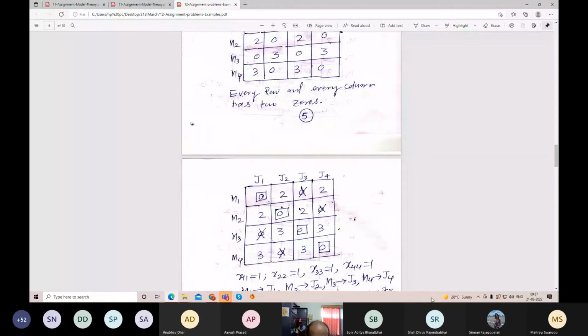So what does 1 stand for? We are assigning machine 1 to job 1, machine 2 to job 2, machine 3 to job 3, and similarly, finally we have machine 4 to job 4. We are assigning. So once you are assigning, it is 1, not assigning, it is 0.